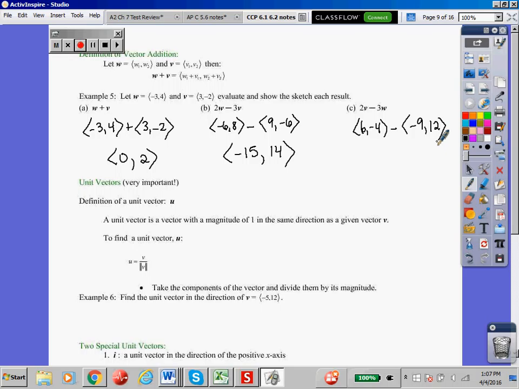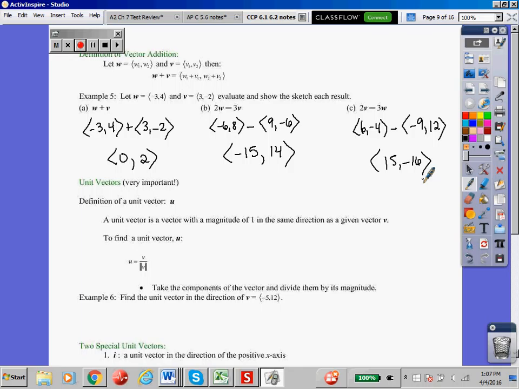Now be careful that you have the V first, okay? So I got 15 comma negative 16. Are you getting that? Yes? All right, good. All right, unit vectors.